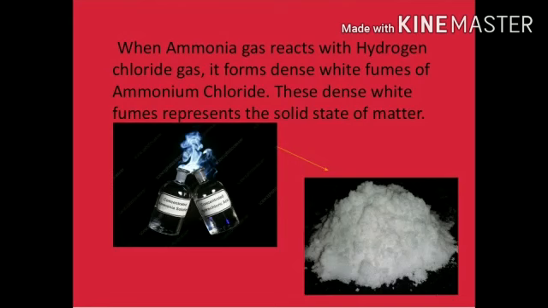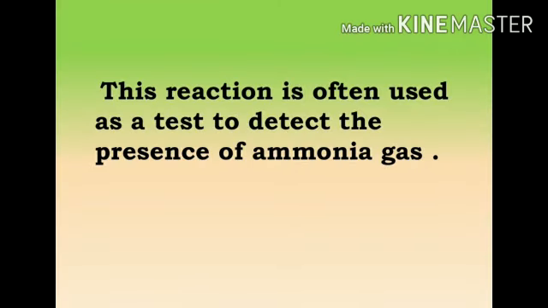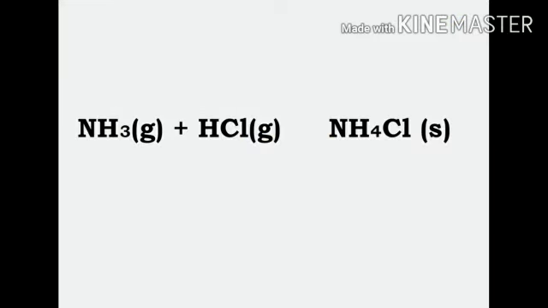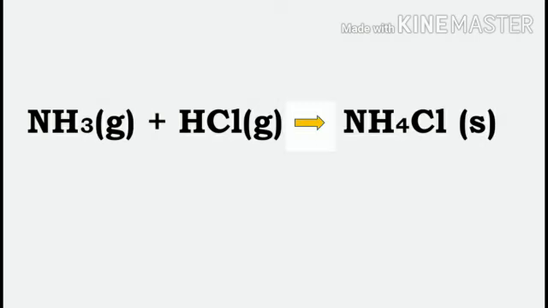When ammonia gas reacts with hydrogen chloride gas, it forms dense white fumes of ammonium chloride. These dense white fumes represent the solid state of matter. So you can see the change in state has taken place before and after the reaction. This reaction is often used as a test to detect the presence of ammonia gas. Ammonia NH3 in gaseous state plus HCl also in gaseous state react to form NH4Cl, ammonium chloride, that is in solid state.